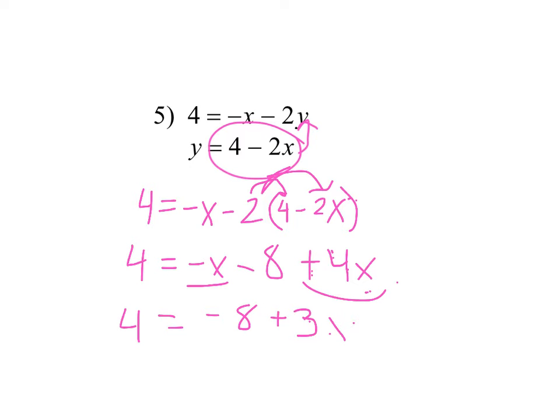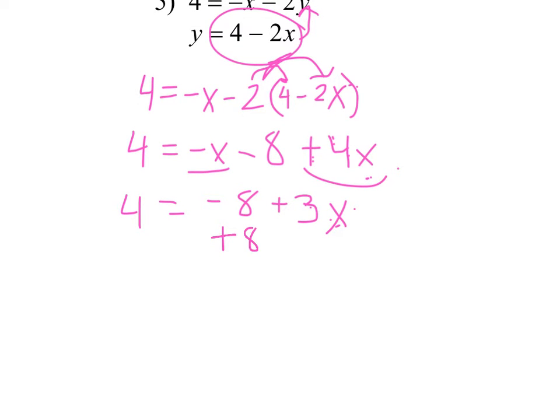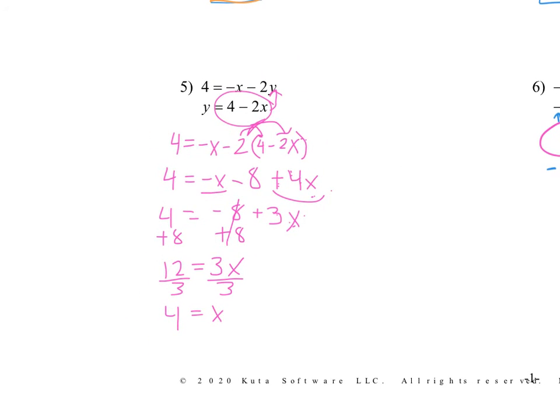What should we do next? Add 8 to both sides, so it cancels. 4 plus 8 is 12, so 12 is equal to 3x. And then lastly, divide. So 12 divided by 3 is 4, so 4 is equal to x. What do we do next?